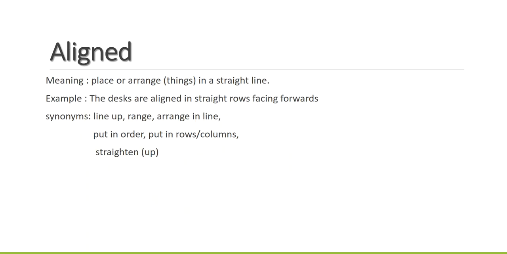And the next word is align, meaning place or arrange in a straight line. Example: the desks are aligned in straight rows facing towards the front. Synonyms are line up, range, arrange in line, put in order, put in rows or columns, straighten up.